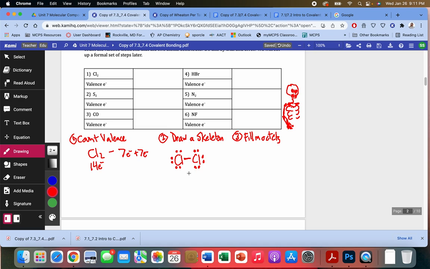Everybody has 8. If I count the total number of electrons, I always count with 2 fingers. I'm pointing 2 fingers at these 2 dots and saying 2, 4, 6, 8, 10, 12, 14. And so this is 14 total electrons. So the fourth step is compare the e minus in your structure to your valence electrons.